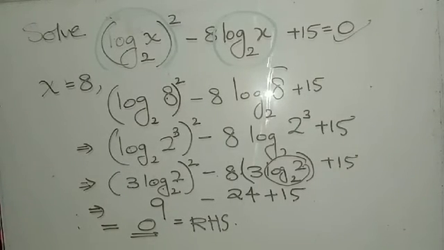Okay. This is a similar process you have to do to check x is equal to 32. If you find x is equal to 32 also gives the same RHS, we can conclude x is equal to 8 and 32 are the solutions.